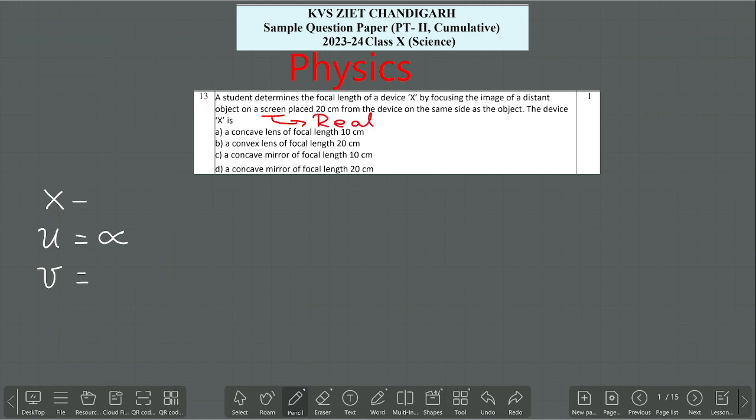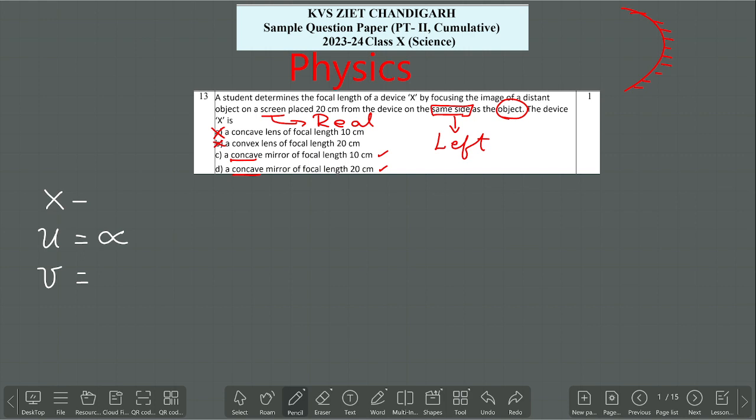One more keyword is given: it is on the same side of the object. Same side of the object means it is going to be on the left side. For which type of optical device will it be on the same side? For a mirror. And what type of mirror? Concave mirror. From this we can conclude that our answer will be either option C or option D. A and B won't even come. So it is going to be either C or D. That's what you are going to identify over here.